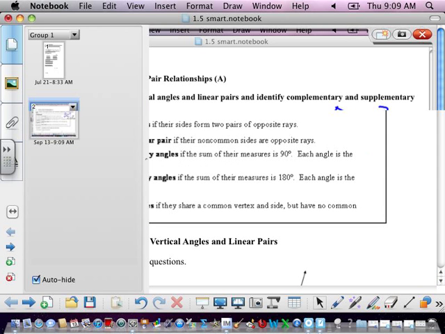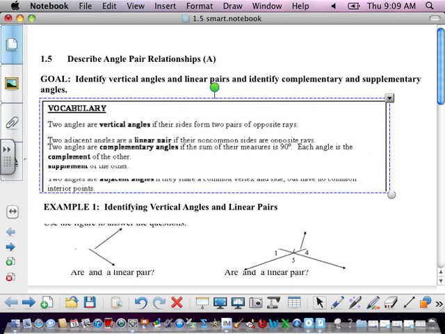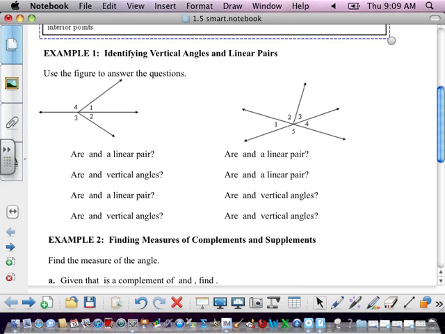Okay, so for the next problems here, we are going to look at stuff and decide if they are linear pairs, if they are vertical angles. Okay, so we're just going to put yes or no for these. So let's look. Angle 1 and angle 2. Do they form a linear pair? Yes or no? 1 and 2. That forms a straight line. It's 180 degrees.